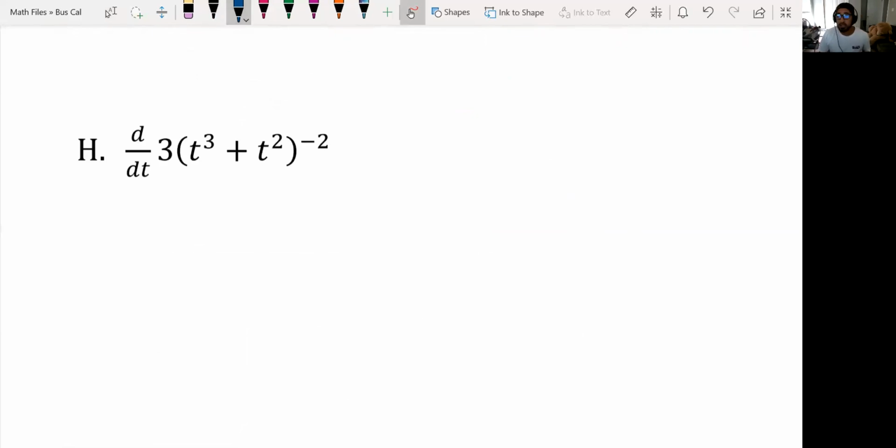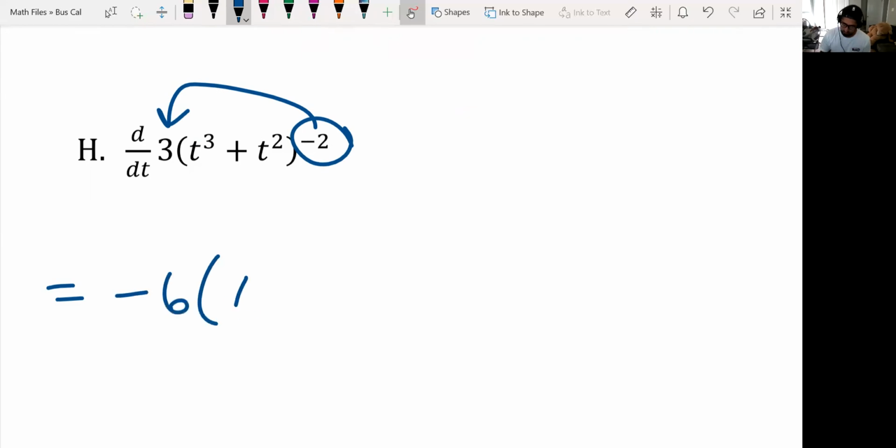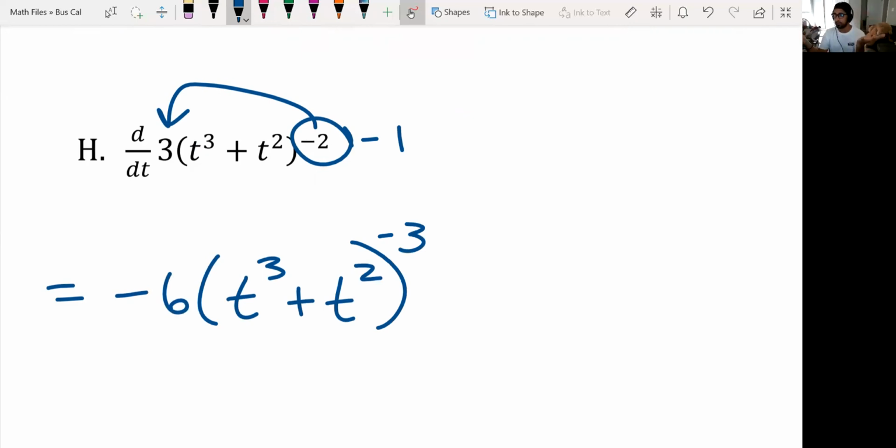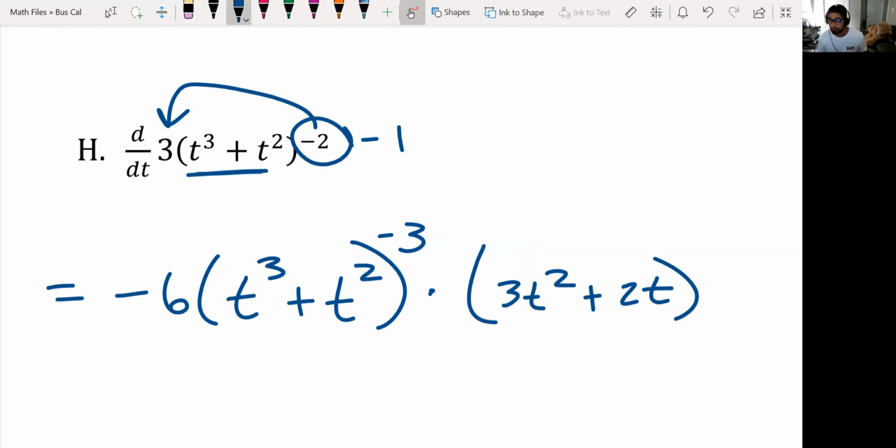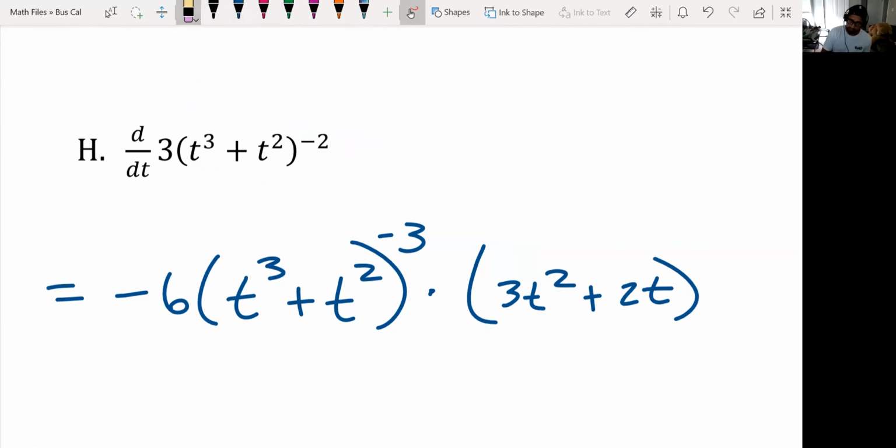Okay, h, d over dt of 3 times t cubed plus t squared minus t. Chain rule this, we're ready to go. So this is going to become, by chain rule, the negative 2 comes down, multiplies a 3. You get negative 6. The inside stays the same. You subtract 1, and we get negative 3. That's the derivative of the outside. And now we want to multiply by the derivative of the inside. The derivative of t cubed plus t squared is 3t squared plus 2t. Okay, and calculus is done.